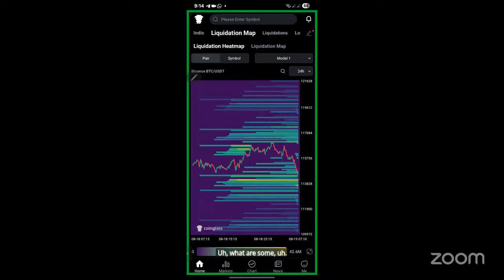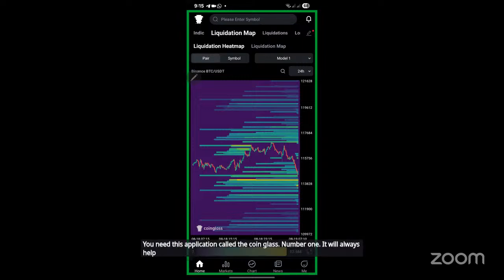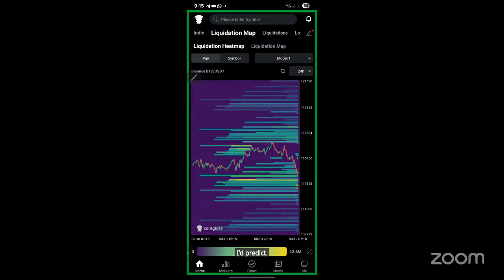The application here is called CoinGlass. CoinGlass is very important when it comes to trading. You as a trader, you need this application called CoinGlass. Number one, it will always help you to know and predict where the market is going and why.